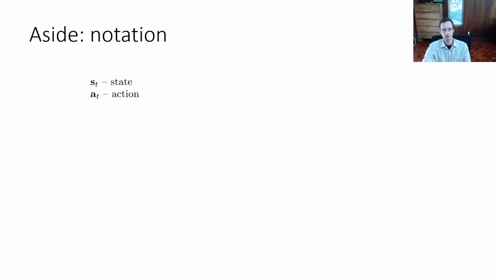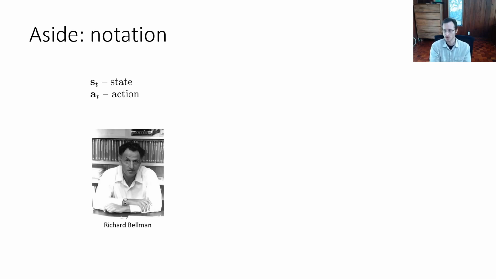So, as an aside on notation, in this class we use the standard reinforcement learning notation where S denotes states and A denotes actions. This kind of terminology goes back to the study of dynamic programming, which was pioneered in the 50s and 60s, principally in the United States by folks like Richard Bellman. And I believe the S and A notation was first used in his work, although I could be wrong about that.